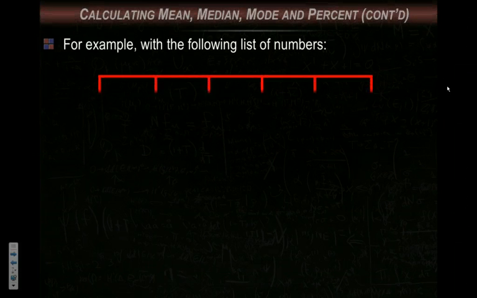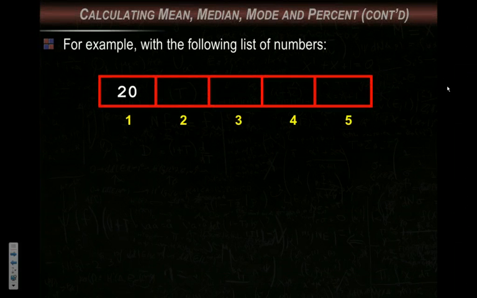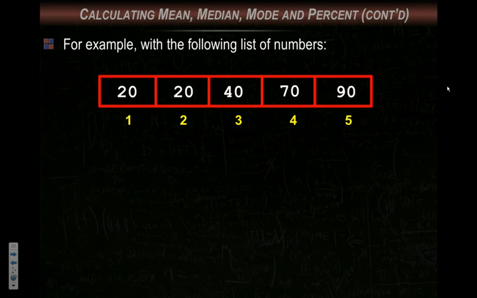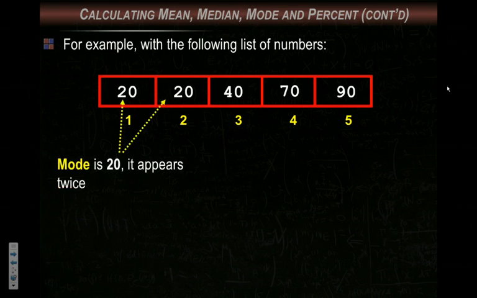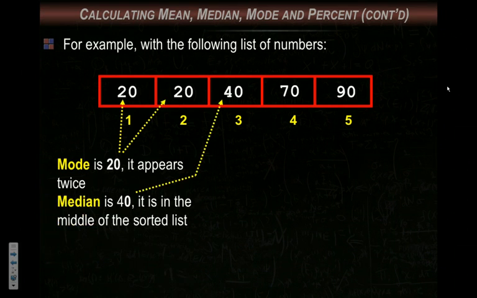So let's try this. Here's a set of numbers, okay? 20, 20, 40, 70, and 90, okay? These numbers are already in order. We've put them in order from smallest to largest. So when we calculate the mode, it's the number that appears the most often. So in this case, the mode is 20. There's more 20s in the list than any other number. Then the median. The median is the middle number. So when they're arranged in order, we go to the middle. The middle in this case is 40.